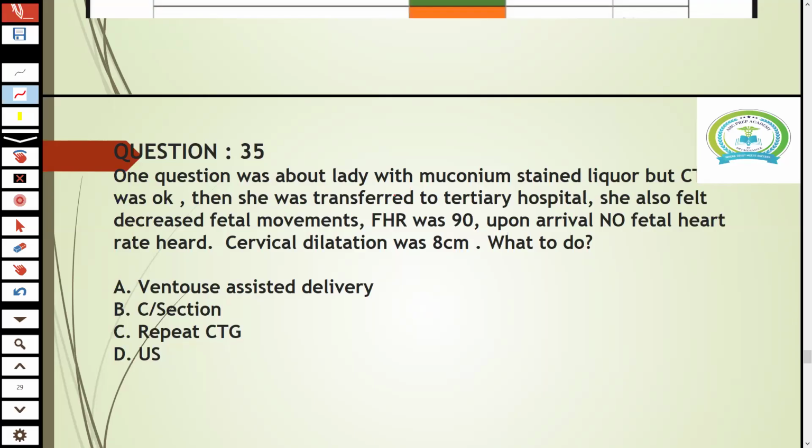Cervical dilatation was 8 centimeters. What to do? What will you do in this scenario? Ventouse assisted delivery, cesarean section, repeat CTG, or ultrasound?